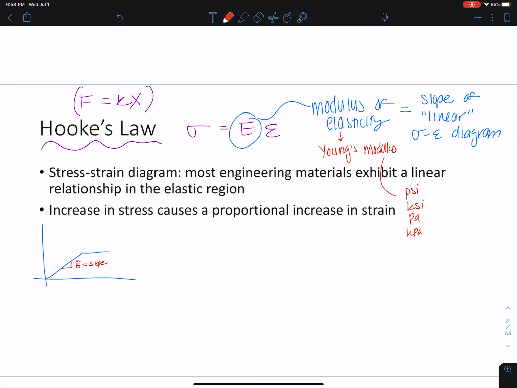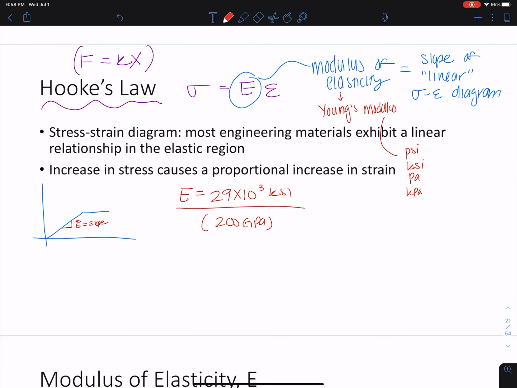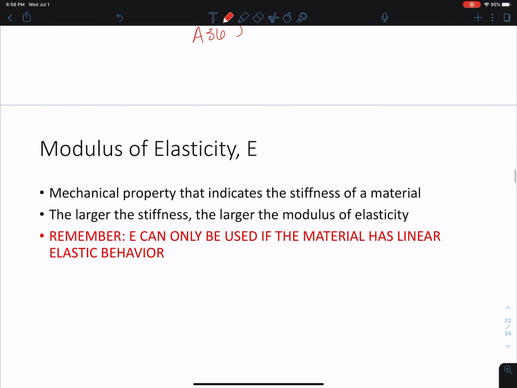A commonly used E value for steel is 29 times 10 to the 3 ksi. You'll see that a lot in steel design. This is equivalent to about 200 gigapascals. If your E value is not given, they might tell you it's, for example, A992 steel or A36 steel. You would just go to the table in your book or to Google and get the E value accordingly. So either it's given to you or you'll have to calculate it.